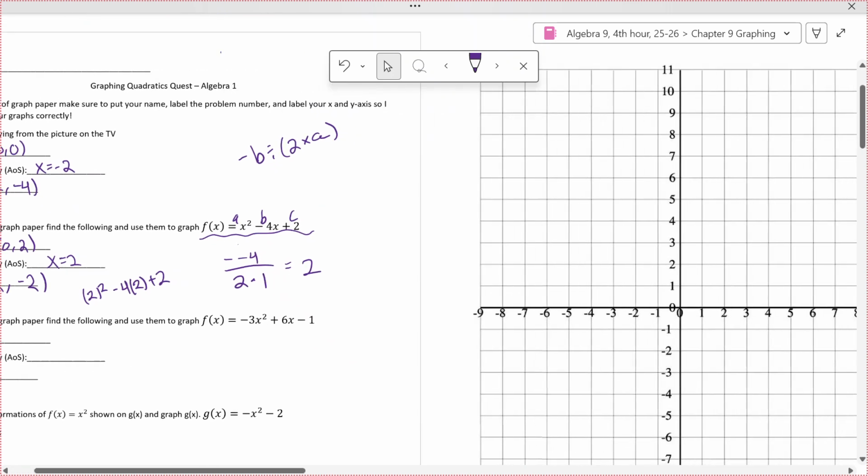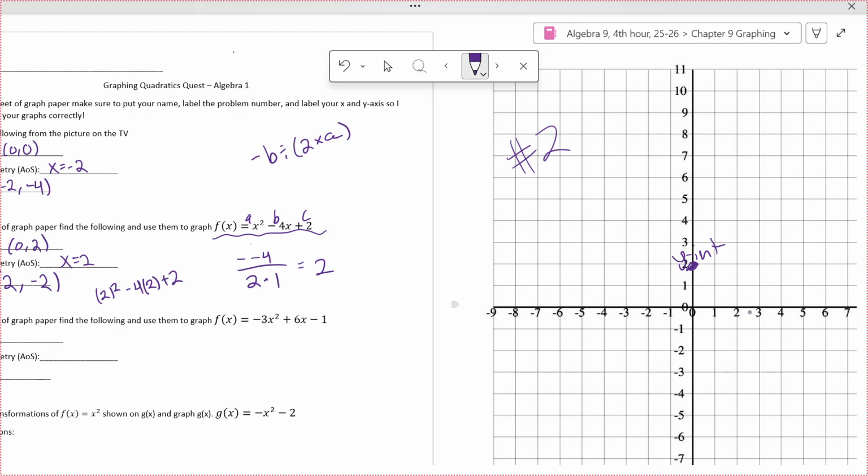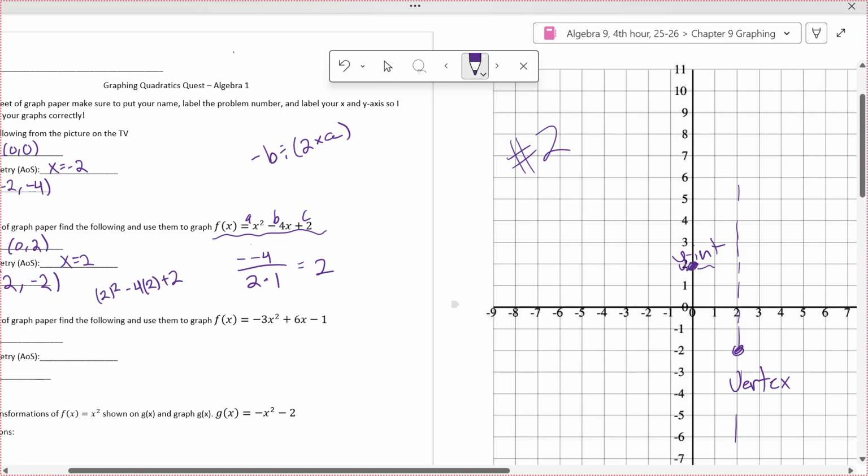Now I'm going to go over to my graph. We'll say this is graph for number 2. Again, I'm going to graph my y-intercept. I'm going to label it my y-intercept. I'm going to graph my vertex. I'm going to label it my vertex. I'm going to put in my mirror line. I'm going to reflect the y-intercept. And I'm going to connect my dots.